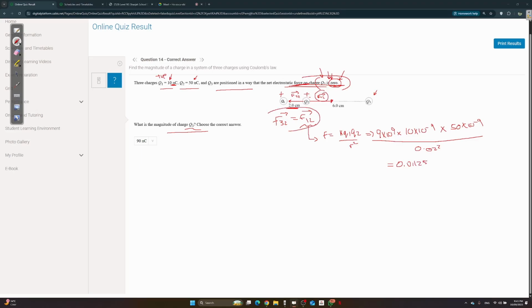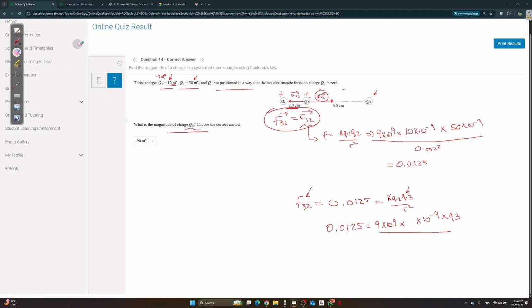Now we said that F12 and F32 are equal since the net force is 0. Since they're equal, can I find Q3? Of course I can. So F32 we said is equal to 0.0125. The formula for it is K Q2 Q3 over R squared. So let's fill it in and then we can find Q3. 0.0125 is equal to 9 times 10 to the power of 9 times Q2, which is 10 times 10 to the minus 9, times Q3, which we don't know, all over the distance between Q2 and Q3, which is 0.06, squared.